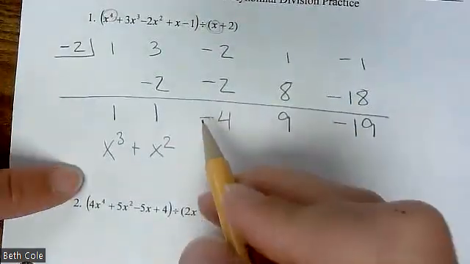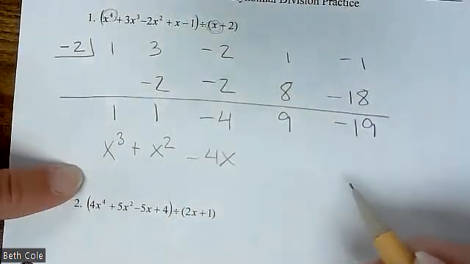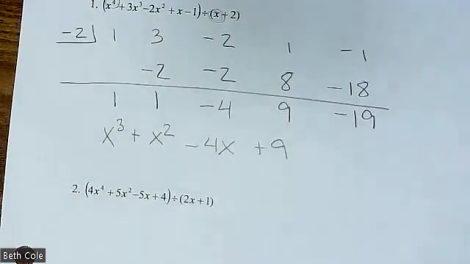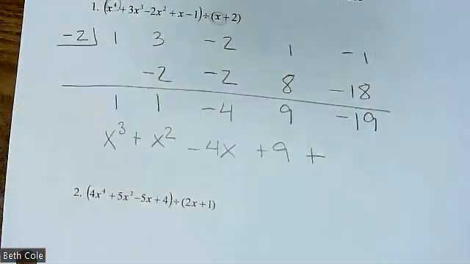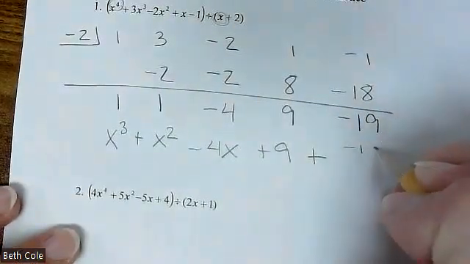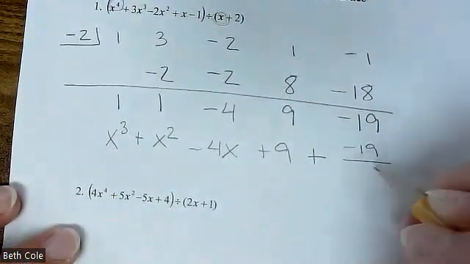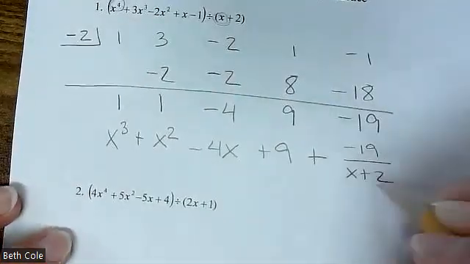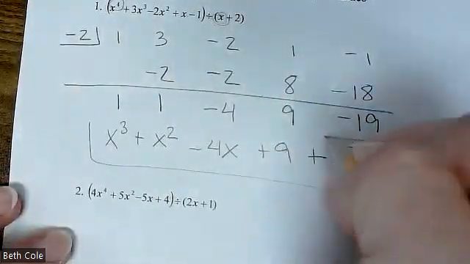Good. 1x squared minus 4x plus 9. And then, do you remember how I said to do the remainder always plus? Always put a plus. I started doing that a few years ago because the negatives were messing everybody up. Just always put plus. And then it's that number over x plus 2, your divisor. And then that is your answer.